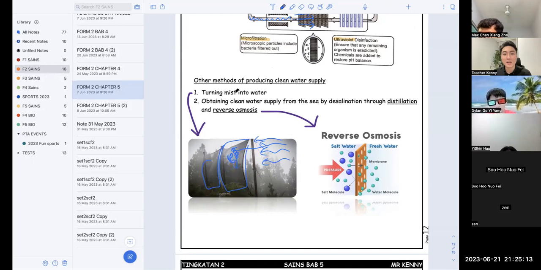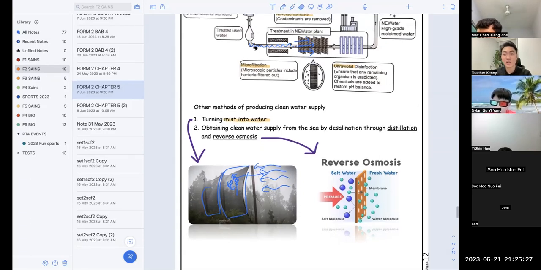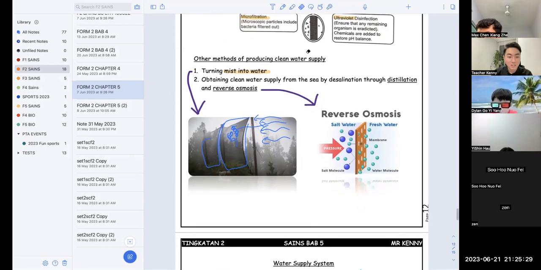So this is called turning mist. Mist, what do you call it in Chinese? There's a name for it. All right, the water vapor in the air, turning mist into water. This is one. Next, you go into this thing called reverse osmosis. What is reverse osmosis? What is it called in Chinese?